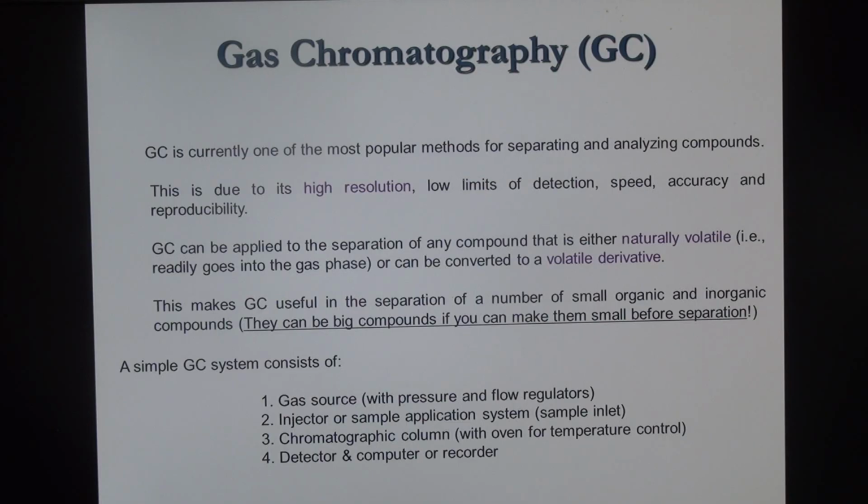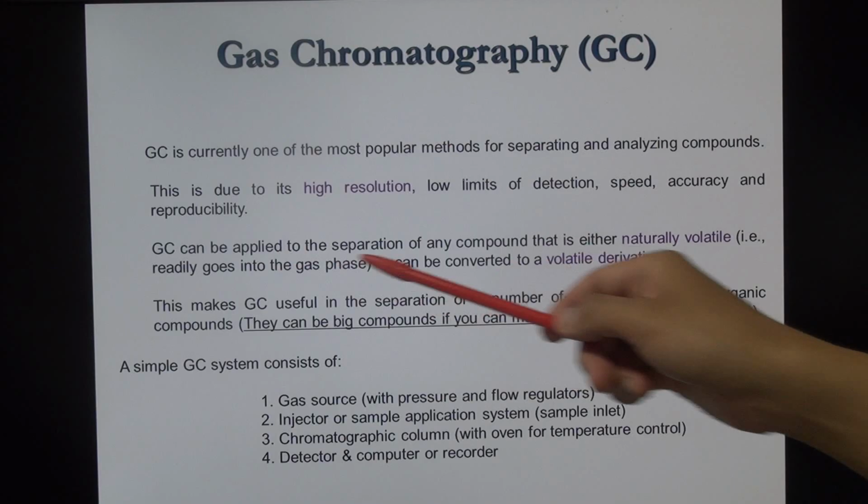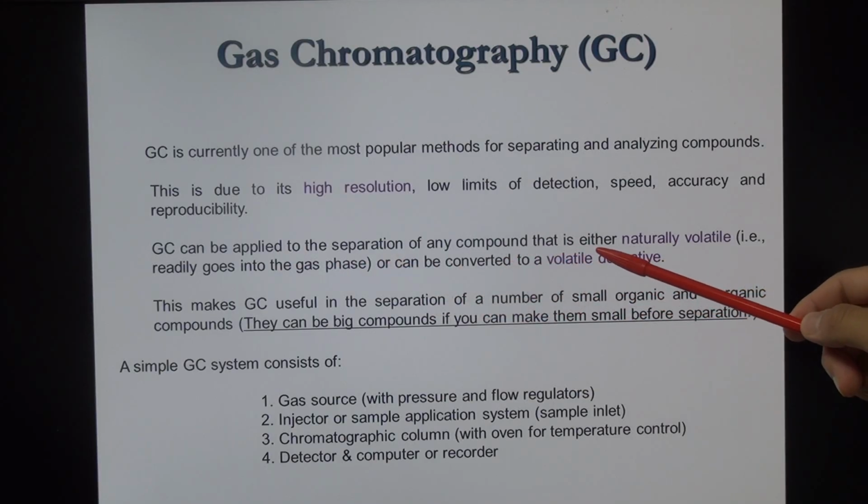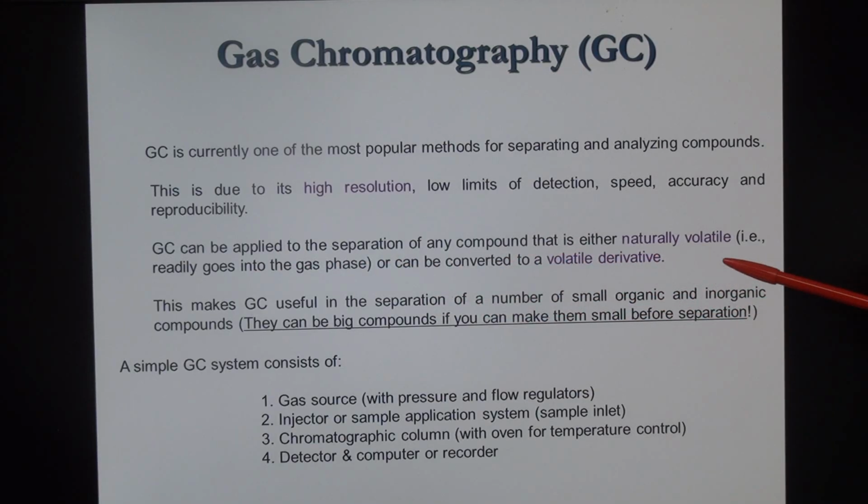Since the mobile phase of GC is gas, it can be applied for the separation of compounds that are either volatile or that can be converted to volatile, because gas as a mobile phase can only deliver volatile molecules. Okay? So they can be used for the separation of various kinds of molecules, including organic and inorganic compounds.